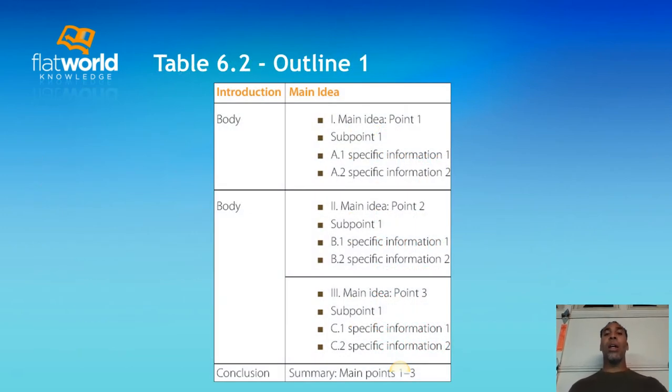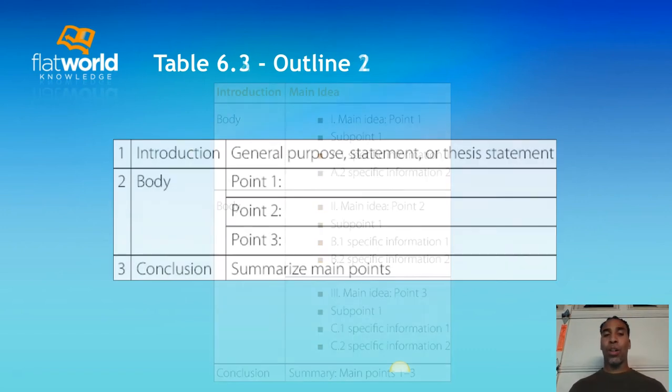So this outline is just here for you to know and understand, like, hey, here's the body: it's the main point, sub point 1, and then specific information. Then you have main idea, point 2, sub point 1, and then specific information. Then you have main idea 3, right? So you know and understand this is how you show and group the introduction, how you show and group the body, and how you show and group the conclusion.